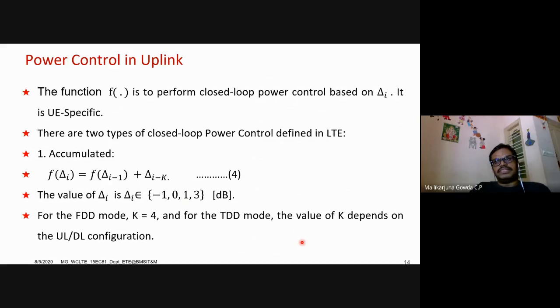What I showed yesterday, when I discussed the hybrid ARQ feedback process, was a table of the different uplink and downlink configurations, from 0 to 6, and for subframes 0 to 9 I told what the values of k are. So it depends on that. This is for the accumulated one.